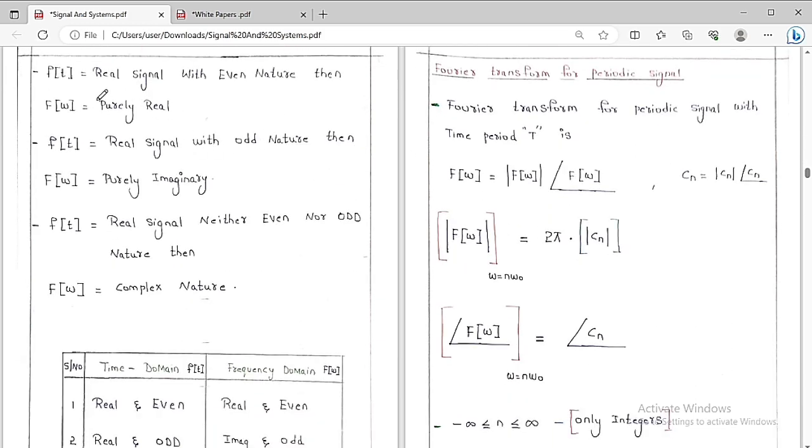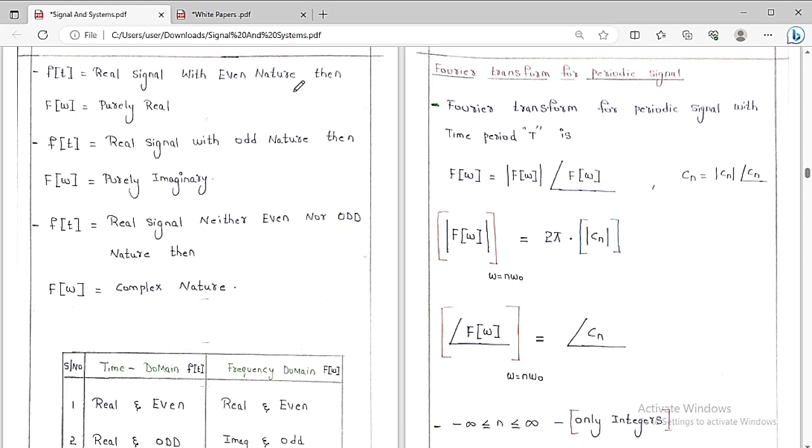Suppose f(t) is a real signal with even nature, then what is going to happen? Basically, whatever we are going to study, we will transform for a periodic or non-periodic signal that we are studying, right? So here f(t) is a real signal with even nature. Even nature means we can say f(-t) is equal to f(t). Then what is going to happen?